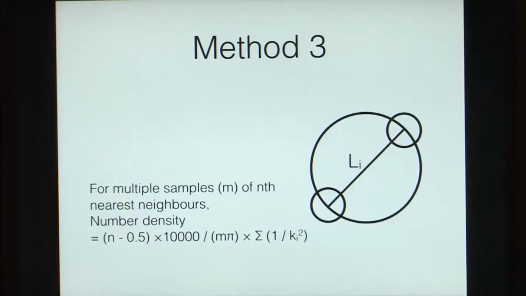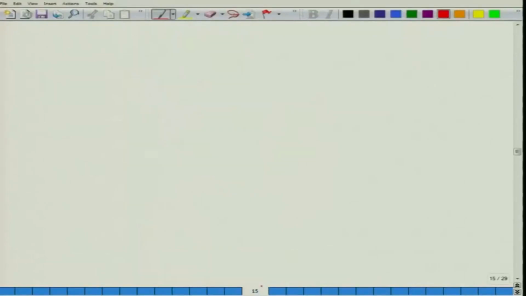Now, suppose we have taken multiple samples, that is m. As in the previous case, where m was 10 in the equation because we had taken 10 samples, here also we are taking m samples. But here, in place of the nearest neighbors, we take the nth nearest neighbor. Now, what do we mean by that? What is the nth nearest neighbor?